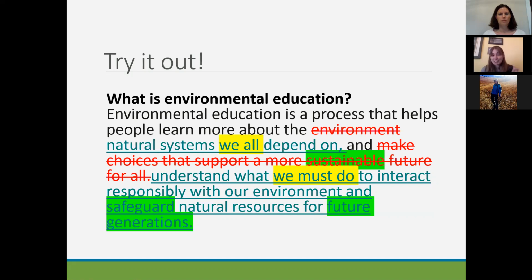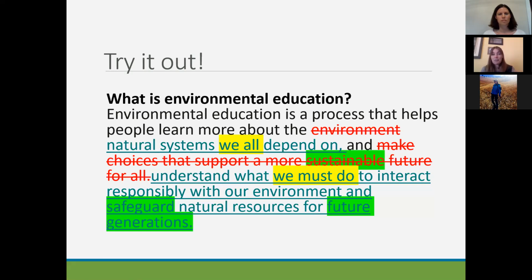And this one was really interesting to me because making informed choices is language that I use a lot. But what they said was language about making choices triggers individualistic thinking. And so it's about the choices that an individual makes rather than we need to make systemic changes to make sure that everyone has this opportunity. And so they suggested something more like, it's a process that helps people learn more about the natural systems we all depend on, understand what we must do, and again, bringing in that we, to interact responsibly with our environment, and safeguard natural resources for future generations.